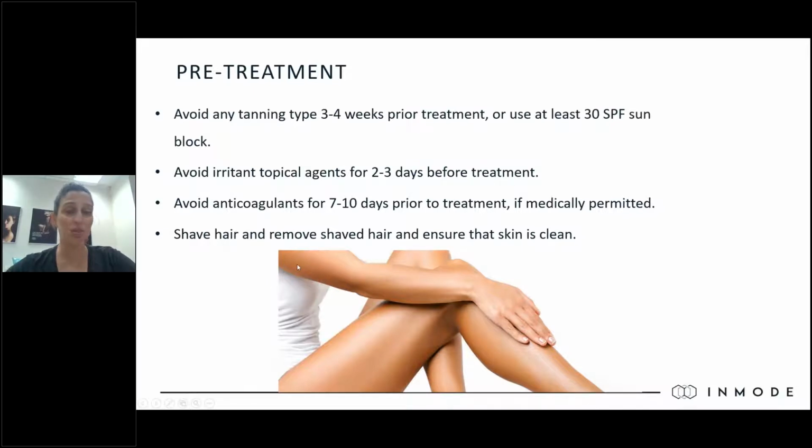Anticoagulants, if permitted medically, should be stopped prior to treatment, about 10 days before. And very important for this treatment is to shave the hair in the surrounding tissue. The reason is double. A, we don't want to waste our energy on the hair. And B, if the hair does absorb the light we're emitting, it does two things. First of all, it wastes energy. And second, because it's very superficial, on the skin surface, it may harm your patient and cause a superficial burn, which we also want to avoid. So make sure that your patient is shaving the treatment area.